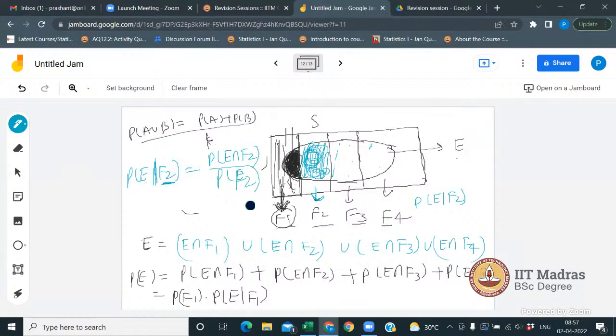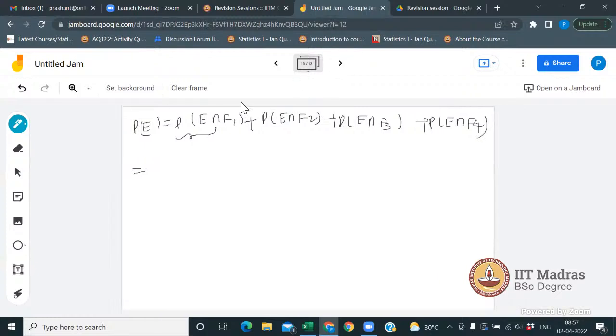Is it clear? Yes, sir. Okay. So then the probability of E intersection F2 will be these things multiplied by this thing. Is it clear to everyone? Similarly for F3, similarly for F4. This is total probability.